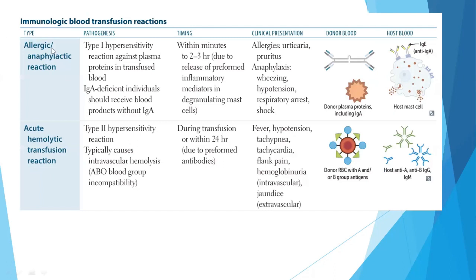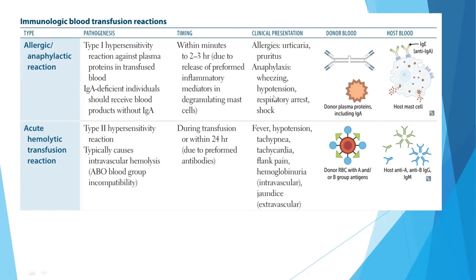Now, talking about the allergic or anaphylactic reaction, it is a type 1 hypersensitivity reaction against plasma proteins in transfused blood. It is generally seen in IgA deficient individuals, okay? They are more prone, so IgA deficient individuals should get washed RBCs. Okay, the IgA is washed out there.